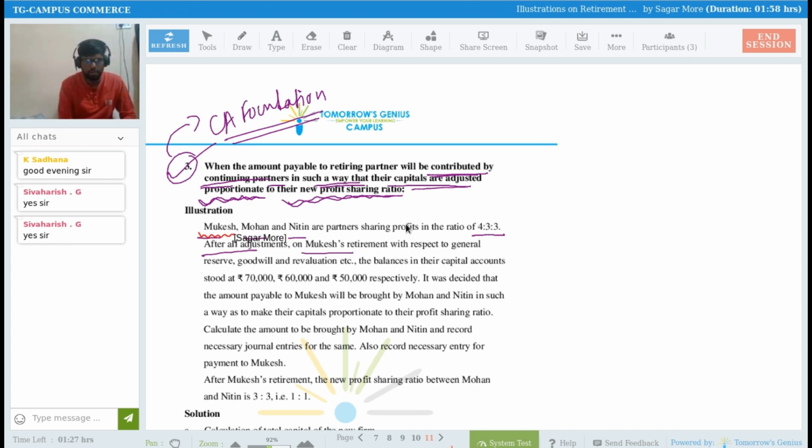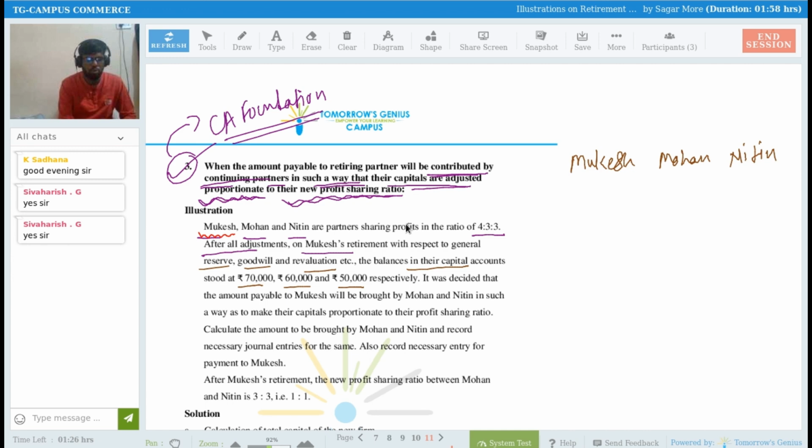Mukesh is retiring. Okay. With respect to general reserve, goodwill, revaluation, every adjustment is done. The balance in the capital accounts stood at 70,000, 60,000 and 50,000 respectively. Okay, sir. Mukesh, Mohan and Nitin are the three partners.